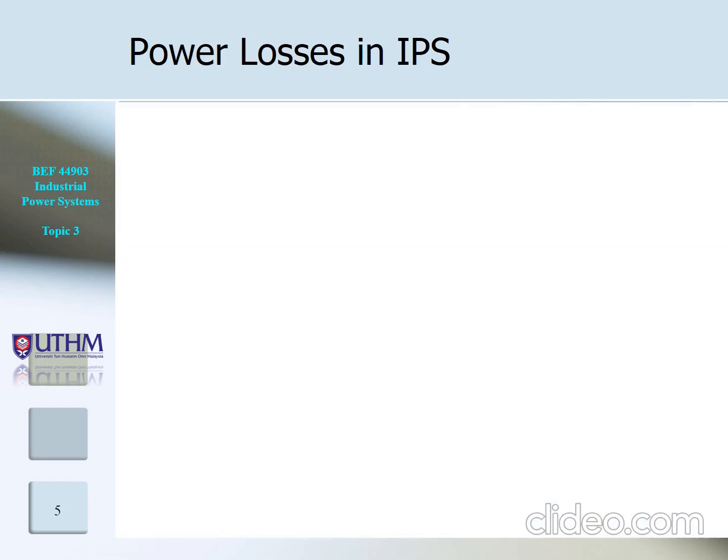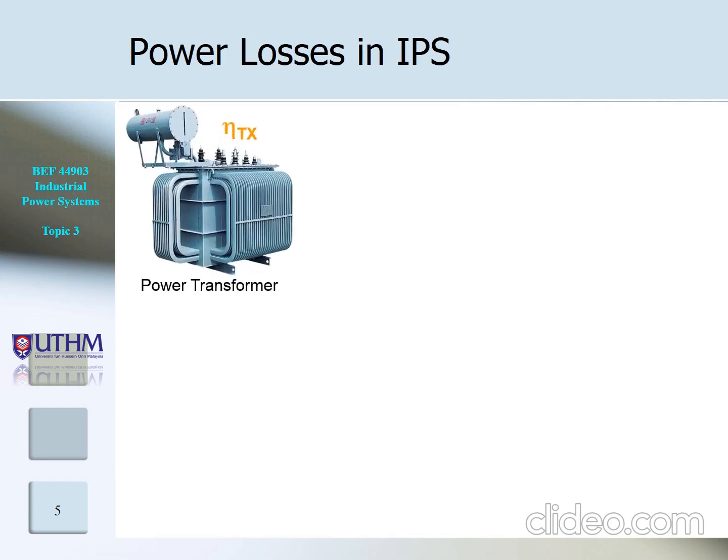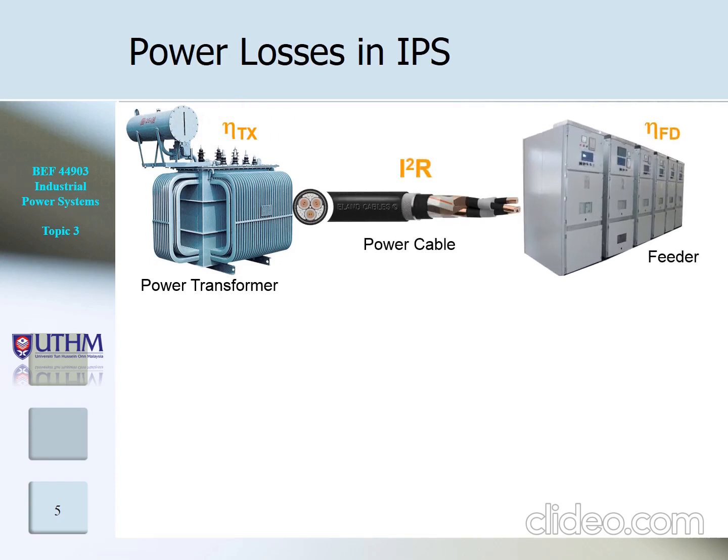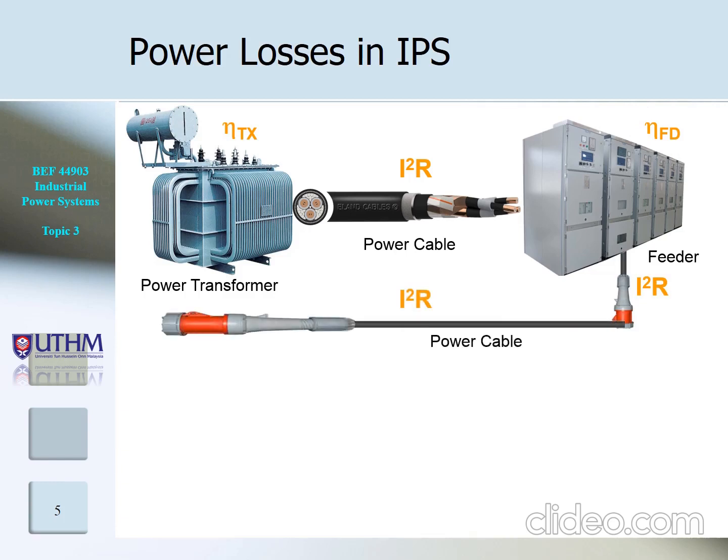Okay, next we go to the power losses flow. The first one is the power transformer. This power transformer has losses and it depends on the efficiency of the transformer. From the transformer, it connects to the feeder using a power cable. So the power cable also has losses, which is determined by I squared R. And then the feeder also has its efficiency. From the feeder, the outgoing will connect to the load.